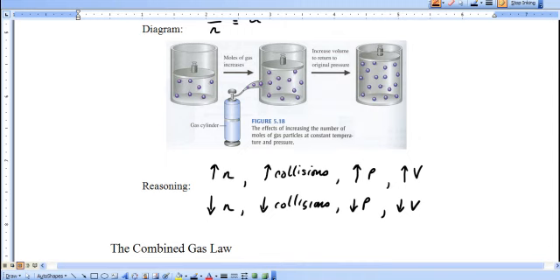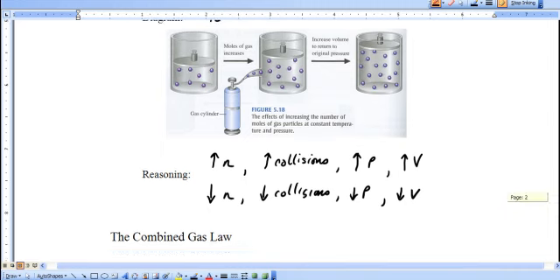Okay, but the basic idea is simply blowing up a balloon, and as you increase the number of particles that you put in the balloon, it's going to expand. As you let the particles out of the balloon, it's going to shrink in volume.